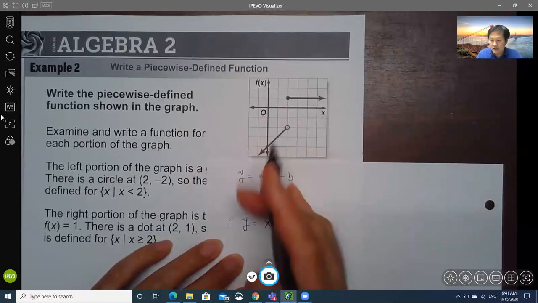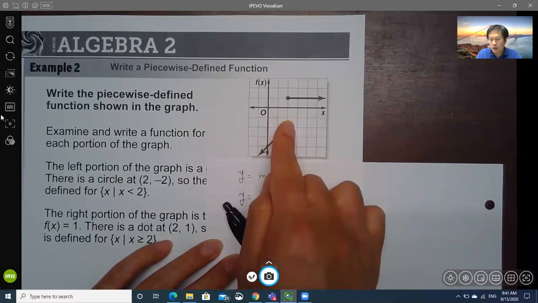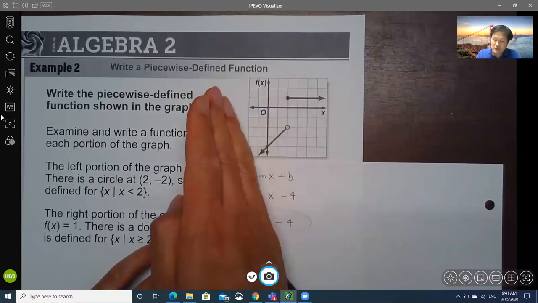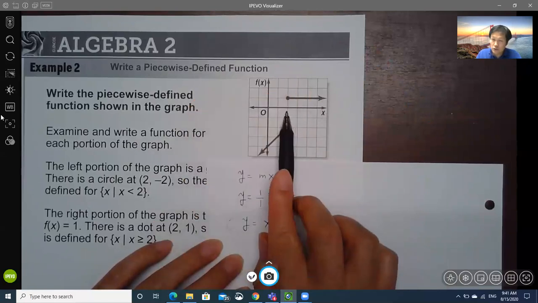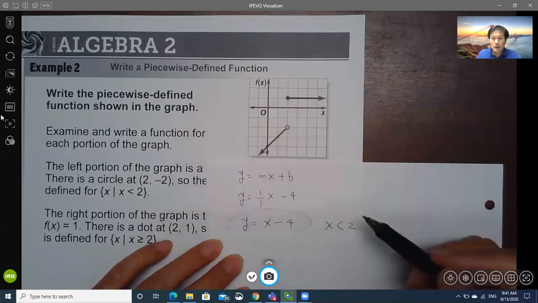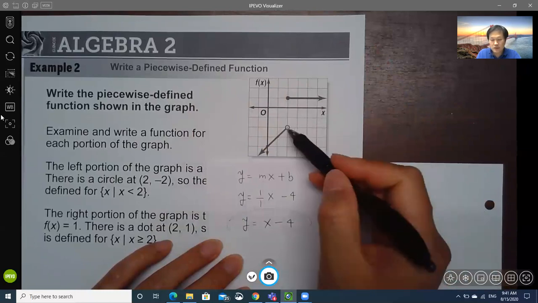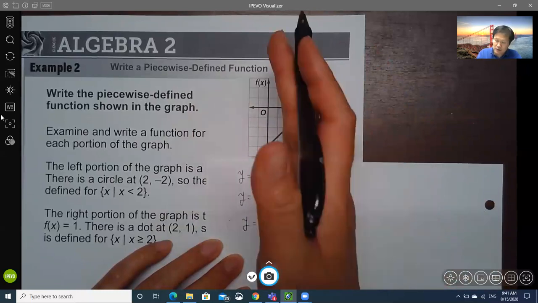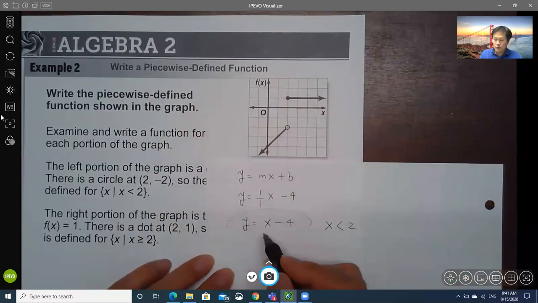We cut it at x equal to 2 right here. And we're only taking the left side of x equal to 2, so that should be x is less than 2. Why not an equal sign here? Because this is an empty dot. So x is less than 2, so that will be one portion of a piecewise function.